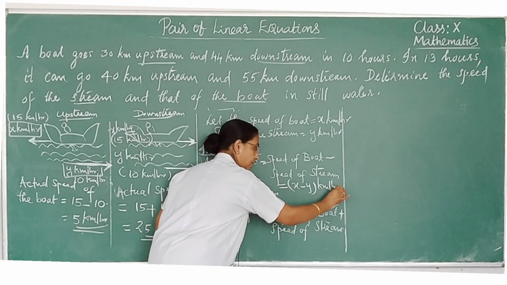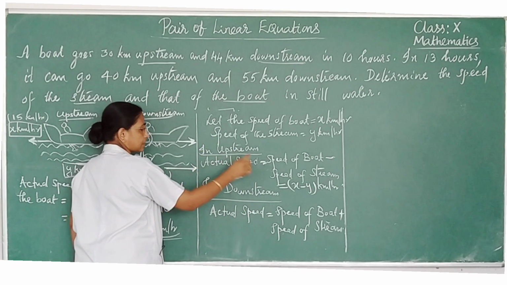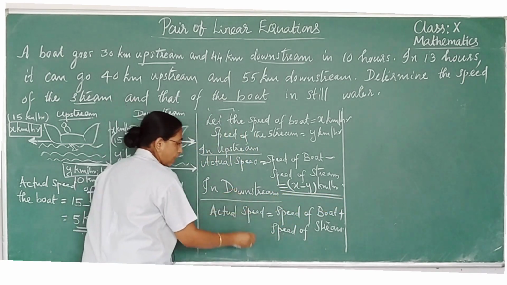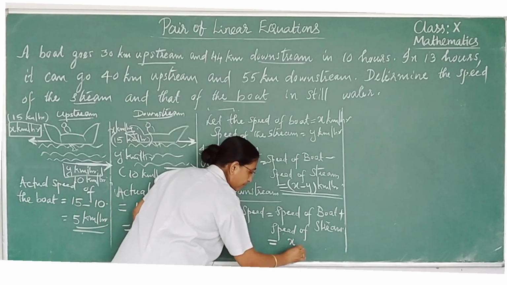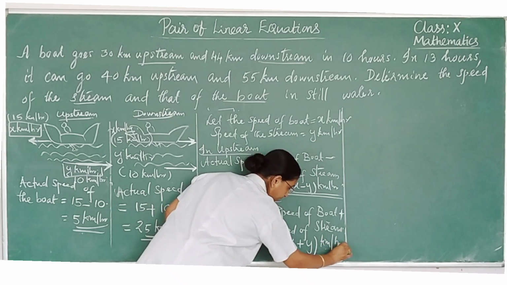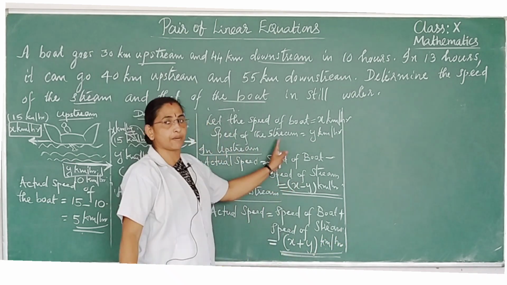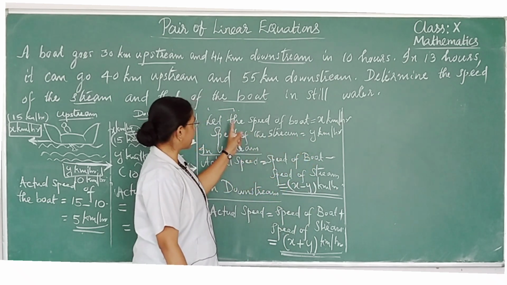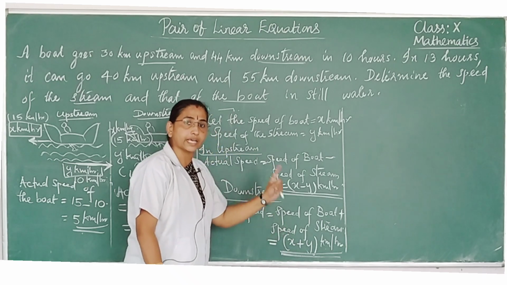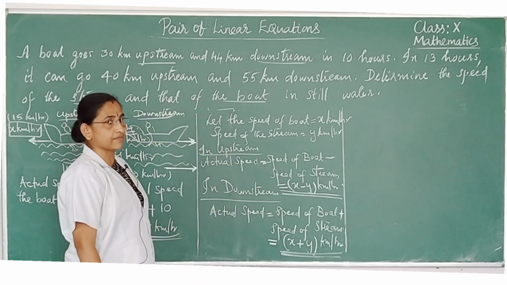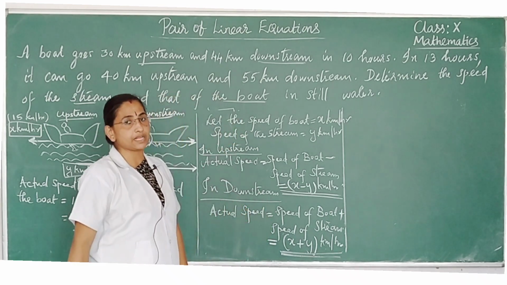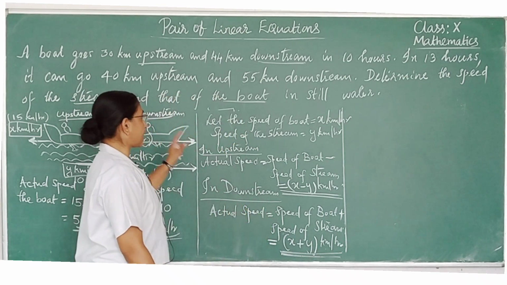kilometer per hour. Always remember, the actual speed of the boat in the upstream direction is x minus y kilometer per hour, and in the downstream direction it will be the speed of the boat plus the speed of the stream, x plus y kilometer per hour. So try to remember these two steps: x minus y for the upstream direction and x plus y for the downstream direction, when you are taking the speed of the boat as x kilometer per hour. So always take the speed of the boat as x kilometer per hour and the speed of the stream as y kilometer per hour. Okay, now we can come to the question.